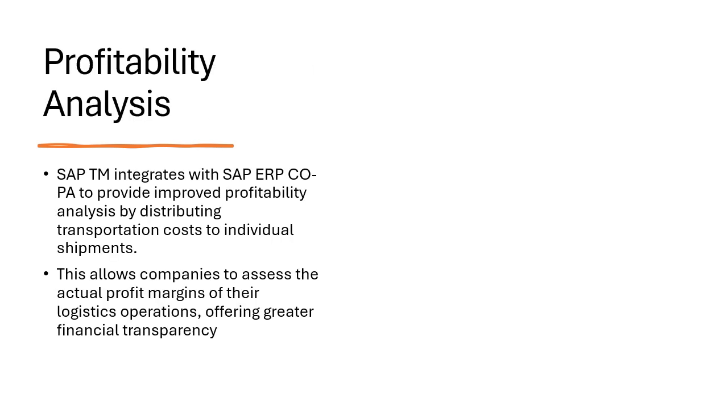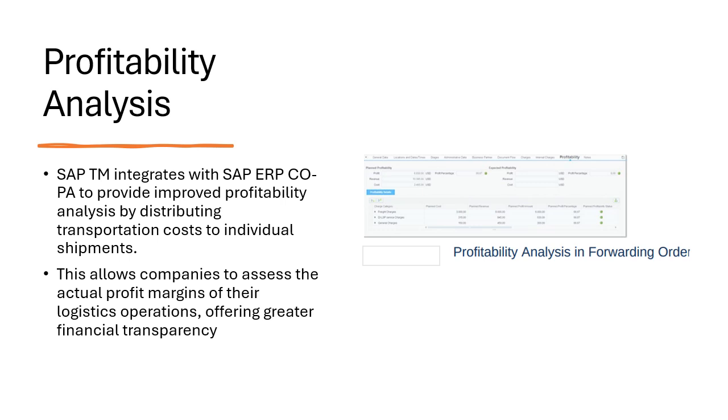Next is the profitability analysis. This evaluates the financial outcome for forwarding and freight orders. It allows companies to assess how profitable their transportation services are by comparing costs, revenues, and settlement. Next, this image shows how profitability is analyzed in forwarding orders. It also includes a cost and revenue breakdown. It helps the logistics company understand the financial performance of each transportation service.